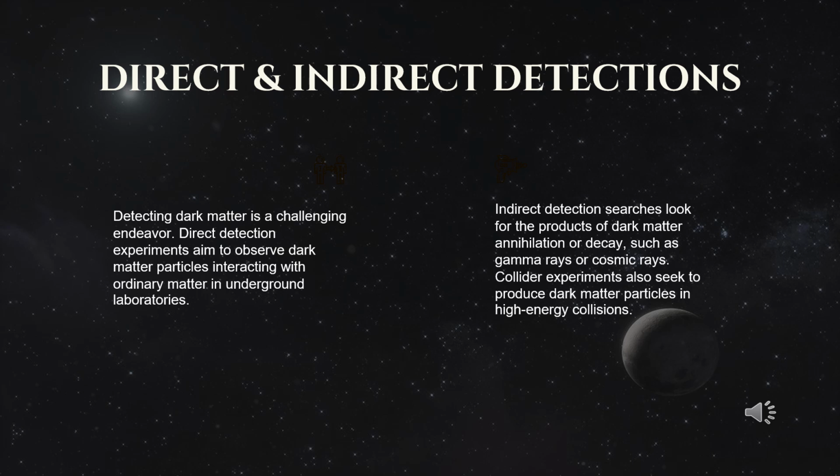Detecting dark matter is incredibly challenging because it does not interact with light in a way that we can observe. However, scientists have developed both direct and indirect methods for detection. Direct detection involves experiments where we try to observe dark matter particles interacting with ordinary matter in underground laboratories. Indirect detection looks for the products of dark matter annihilation or decay, like gamma rays or cosmic rays. Additionally, high energy particle collisions in accelerators like the LHC could potentially produce dark matter particles.